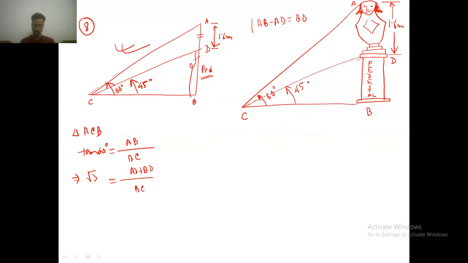Now see, we know the value of AD. What's the value of AD? AD is 1.6. This is D. AD is 1.6, BD as it is, and BC. Now see, you have to equate. So you can write this one.